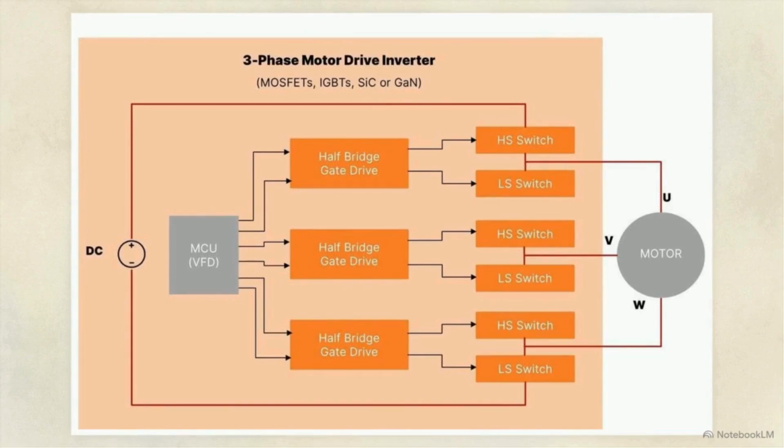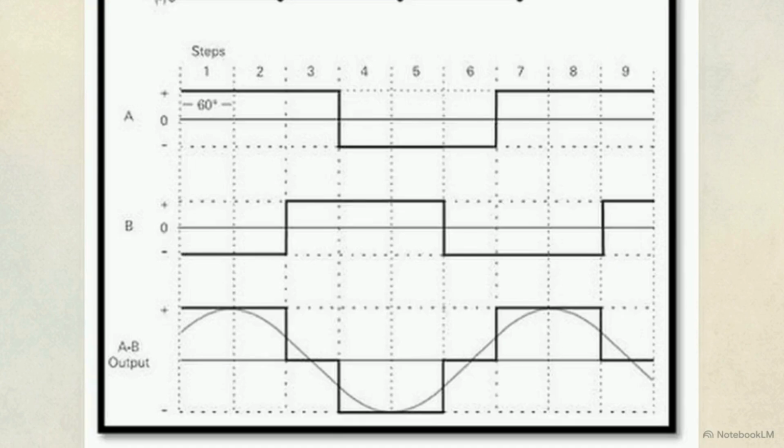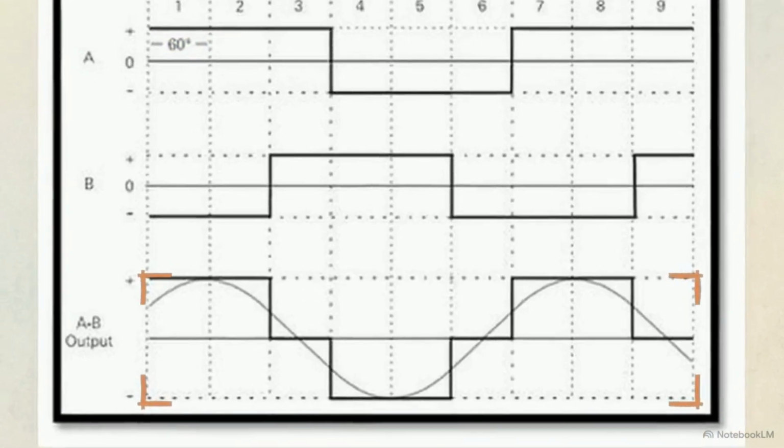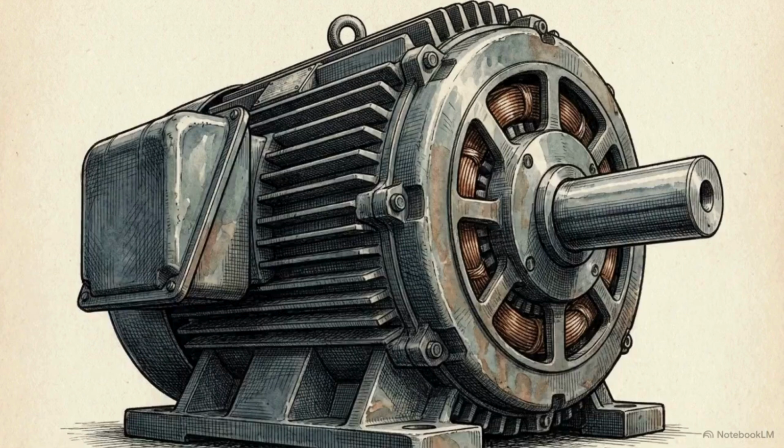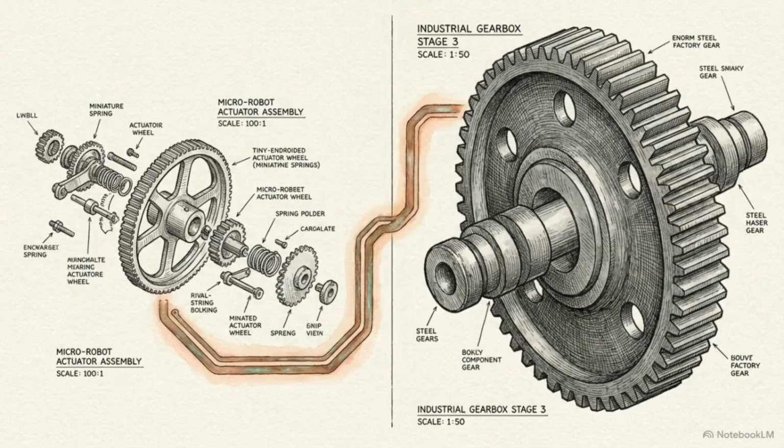This timing chart illustrates how it works. By offsetting the switching patterns by 60 degrees, the differences in voltage across the terminals create a simulated sine wave. By dynamically varying the frequency of that synthesized wave, the drive gains total control over the speed and torque of massive industrial AC motors. Whether spinning the tiny wheels of a mobile robot or driving heavy factory conveyors, the underlying mechanism is identical, strategically switching and routing power.